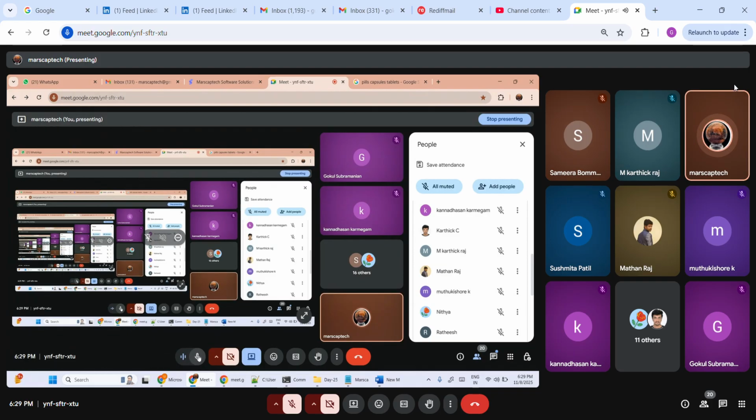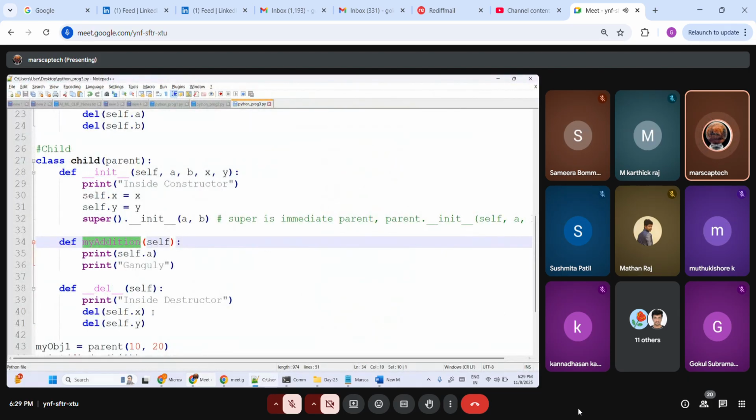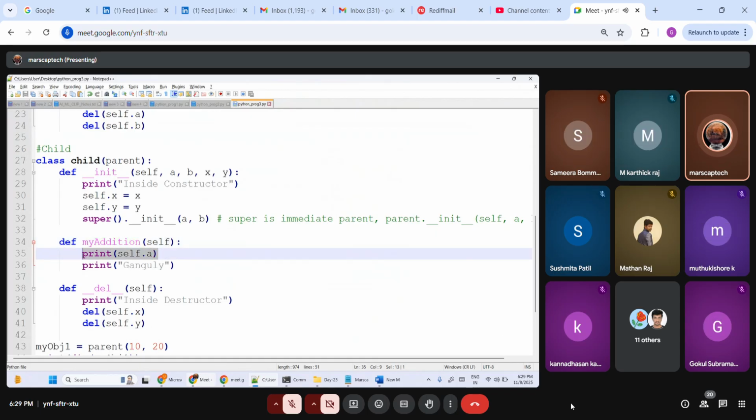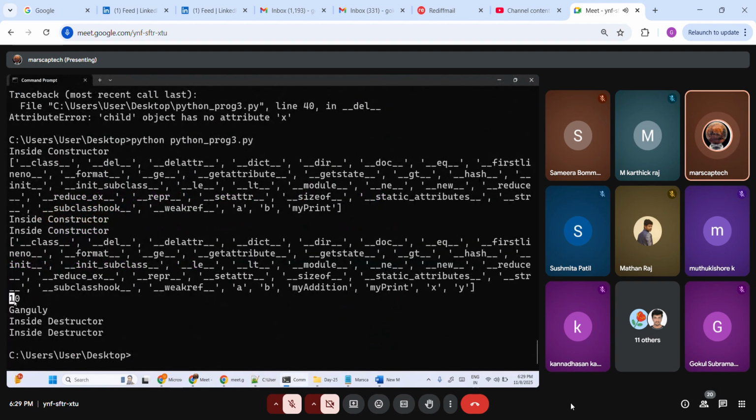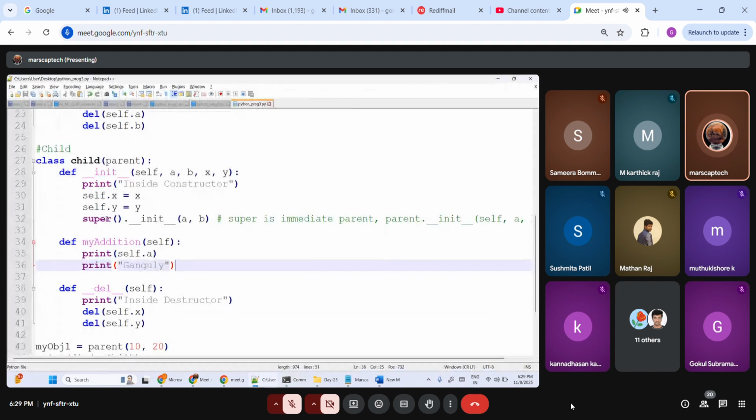Once you attach it as part of the constructor, then in the member function, you can directly fetch it. You can put self.a, you can put self.b, x, y, then it will work. You don't need to explicitly pass. That's the beauty. So now you will get 10, all those things. How? Because I have attached it as part of the constructor. Kannadasan, question answered?